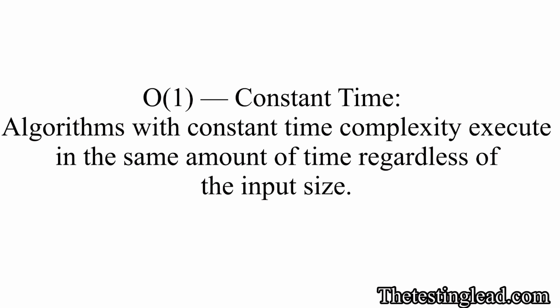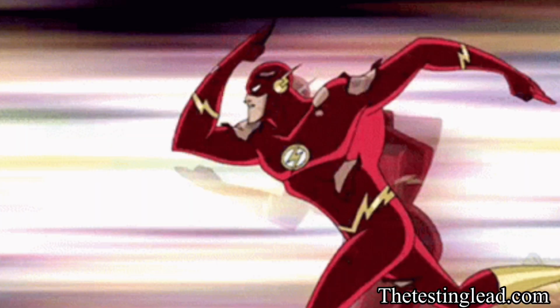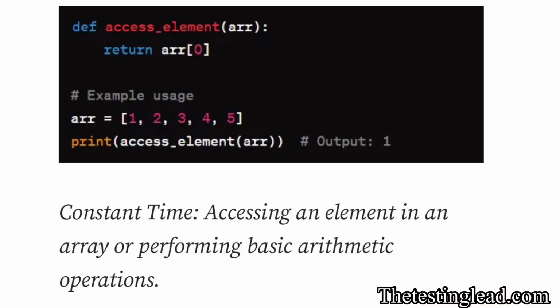O of 1, constant time. Algorithms with constant time complexity execute in the same amount of time, regardless of the input size. This is like an algorithm that's always lightning fast, no matter how big the problem is. For example, it could quickly grab the first item in a list or do simple math. No matter how big your list is, the time complexity will always be the same because it's grabbing the first item in the list.